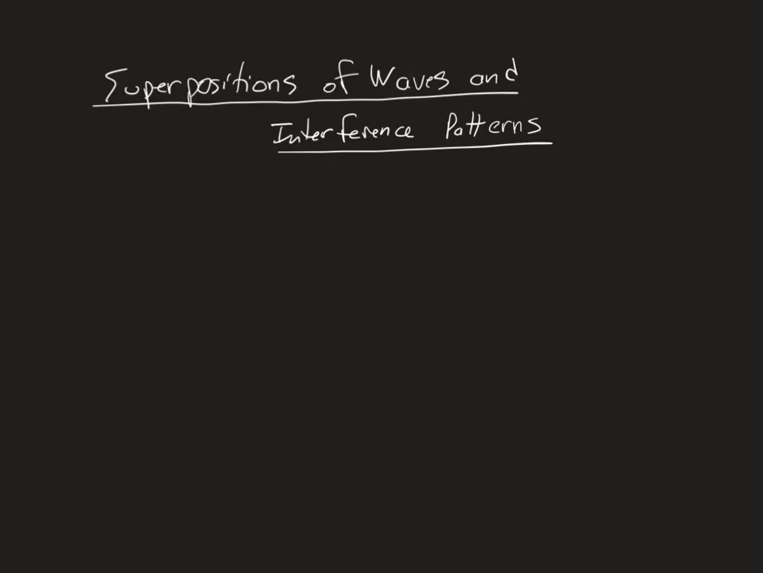This video is going to be a quick introduction to superpositions of waves and interference patterns. Essentially, this is the problem we want to tackle. Say we have two traveling waves, a wave there and a wave there, moving towards each other. What happens when they collide?